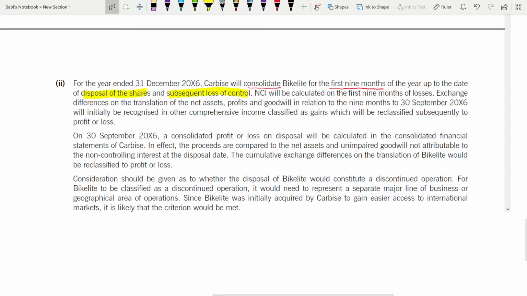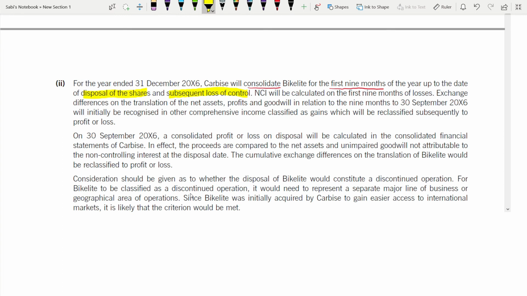Yes, definitely they have an 80% holding and they are disposing the whole 80%. It's a loss of control. You have to write it. Why? Because when you're having a loss of control, only at that point you stop consolidating. Otherwise, consolidation has to be done. When you are subject to consolidation and you're not consolidating, you're not following the IFRS. It's wrong. Only when you're disposing, you're losing control, then only you stop consolidating. You don't consolidate for that part from that day onwards. So NCI will be calculated on the first 9 months of losses.